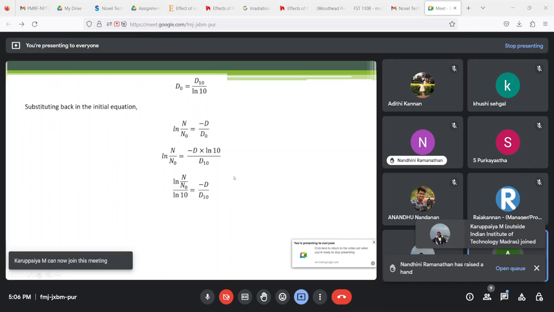So bringing ln 10 to LHS, ln of n by n naught divided by ln of 10 is equal to minus D by D10. So if you guys remember the base change rule in natural logarithms, the moment you have ln of something divided by ln of something else, you can automatically change the base. That is, now it will become log of n by n naught to the base 10. This is the base change rule of logarithm. I hope this is clear.